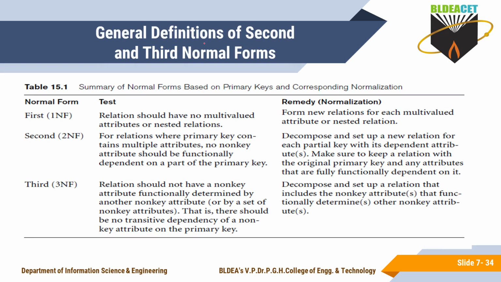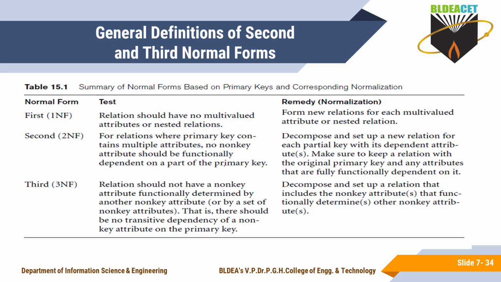So these are the general definitions of second and third normal form. As I told, first normal form does not support multi-valued attributes and nested relations. So what is the remedy? We call it normalization. Attributes that violate this or require a multi-valued or nested relation, you have to extract or separate from that relation, and create a new relation along with the primary key.